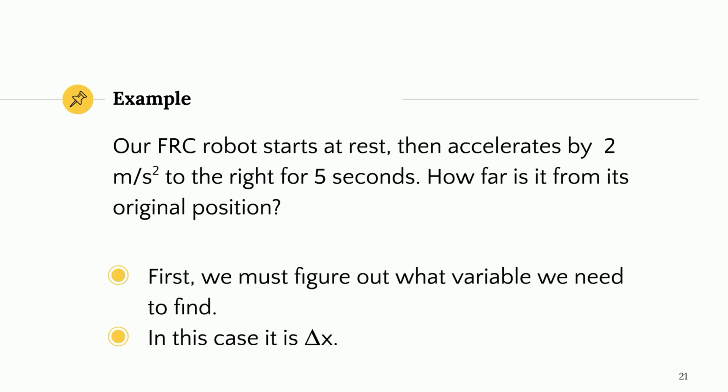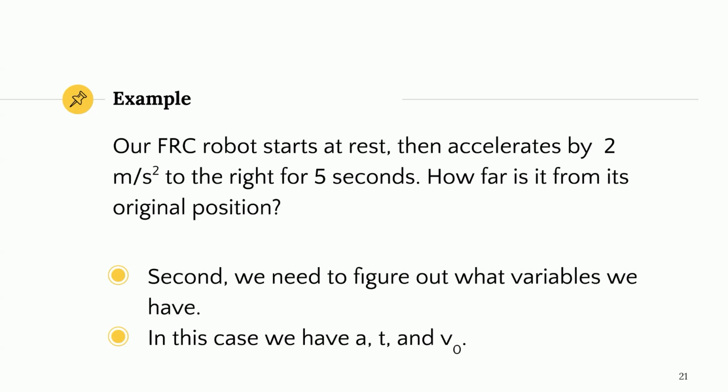First, we must figure out what variable we need to find. In this case, it is displacement, or delta x. Second, we need to figure out what variables we have. In this case, we have acceleration, time, and initial velocity.